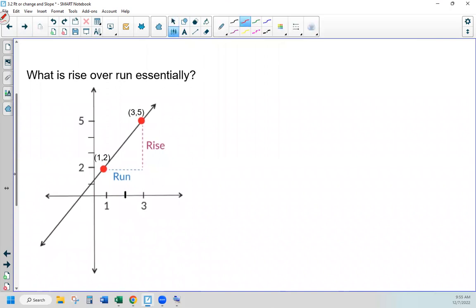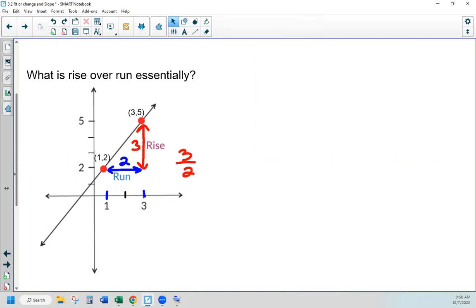Rise over run is us trying to find the slope of a line by asking ourselves, how far apart are our points vertically? And you can see it's from 2 to 5, which is 3. And then horizontally, it goes from 1 to 3, which is 2, right? So this has a slope of 3/2. Okay. How did we get those numbers? How can we get those numbers instead of, let me do this.